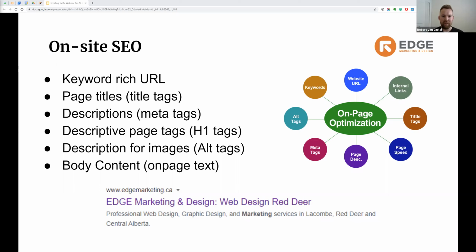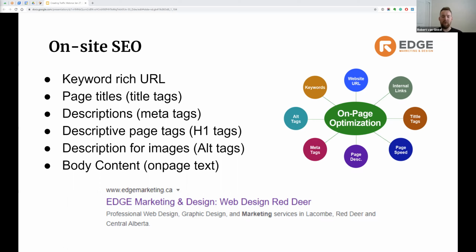Absolutely. Yeah, thanks, Peter. So this is where we're going to talk about on-site SEO. And I know Amanda asked earlier, so what does on-page mean? Well, this is where we're going to dive a little bit deeper into that. So one thing we always look at as a key point is keyword-rich URLs. So what does that really mean?